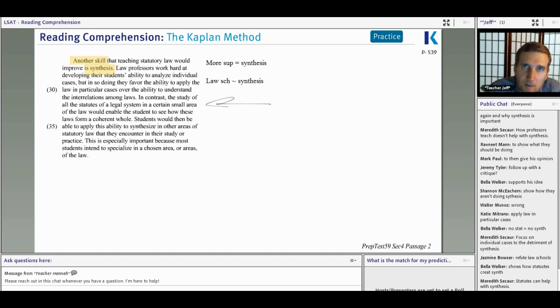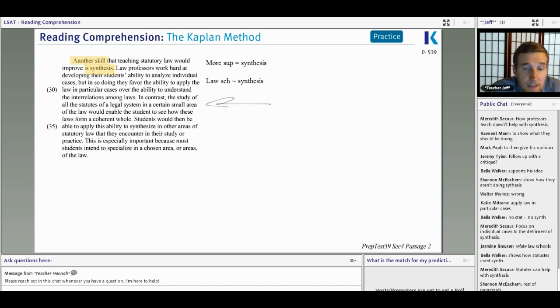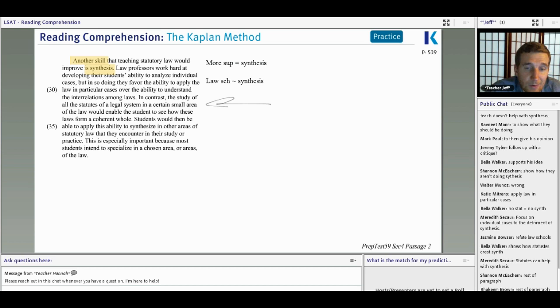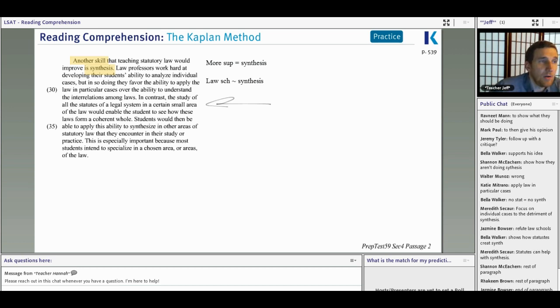How long does that idea get talked about in the rest of the passage? Is it one line and then something else? Two lines, something else? How does it go? It's really the rest of the paragraph, Shannon. Rakeem, absolutely right. All of the rest of this is just showing statutes help with synthesis. Now, obviously, if a question asks us about this concept, we can reread it in more depth, right?